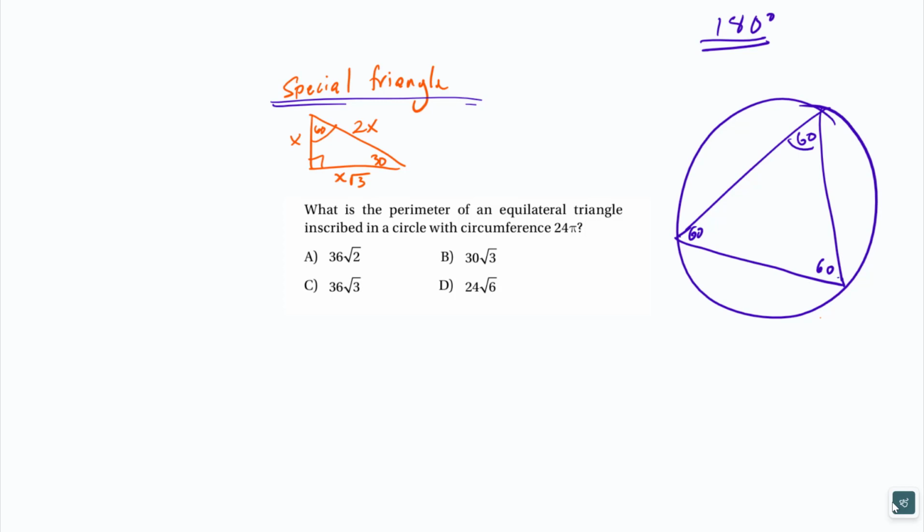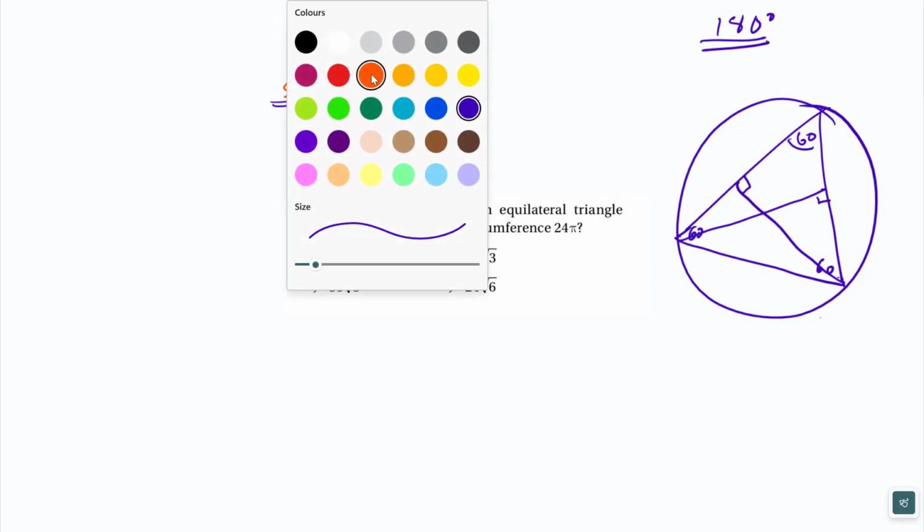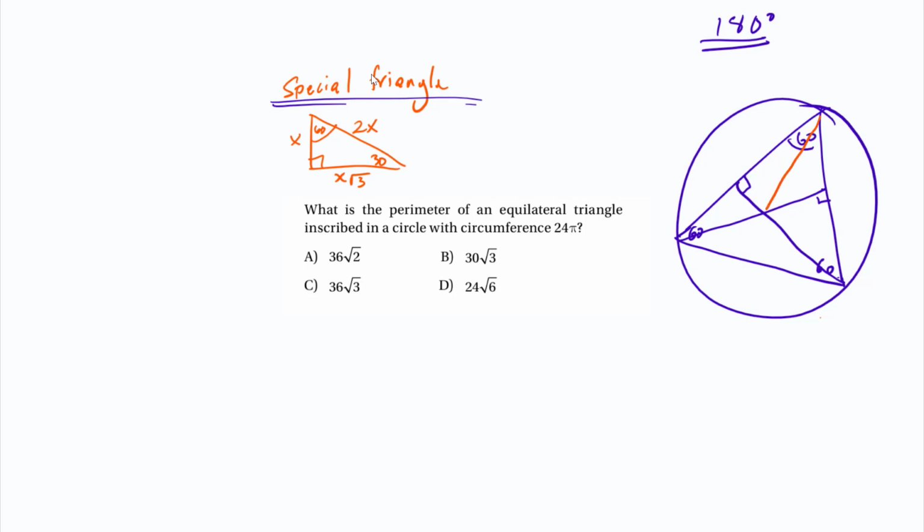Now if I bisect each of these angles, I'm going to create some smaller triangles. So this right here is going to be a right angle. If I bisect this as well, this right here is going to be a right angle. And let me use a different color to illustrate the last one. If I bisect this right here, this is also going to form a right angle. Now this is going to be my center.